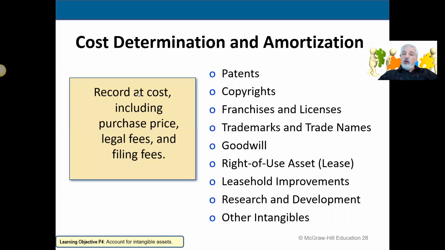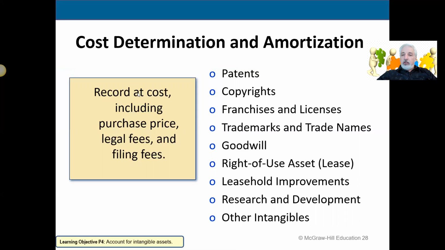Trademarks, trade name. Goodwill. Goodwill is never amortized, by the way. Goodwill is when you acquire something for more than the book value, it's goodwill. It's not the nice goodwill you get if you do nice things for your customers. This is actual financial goodwill.